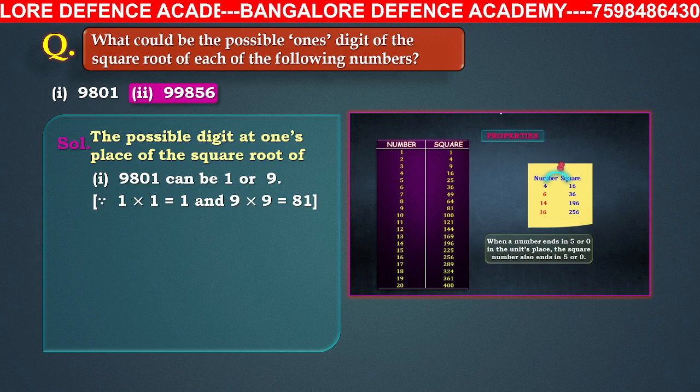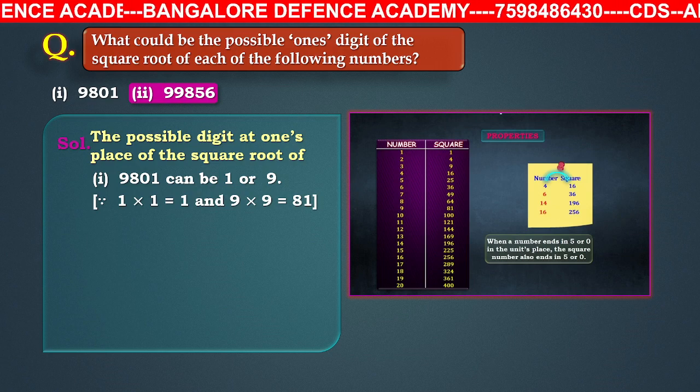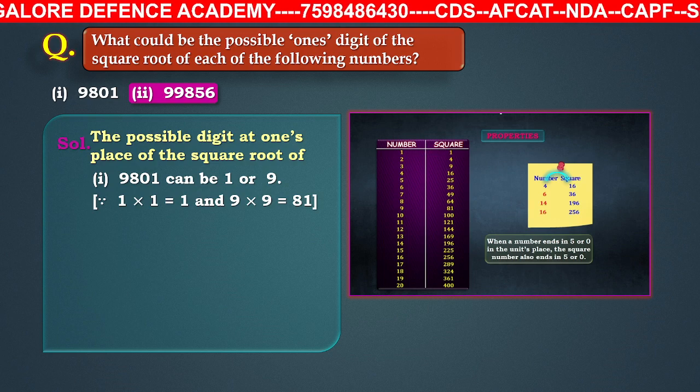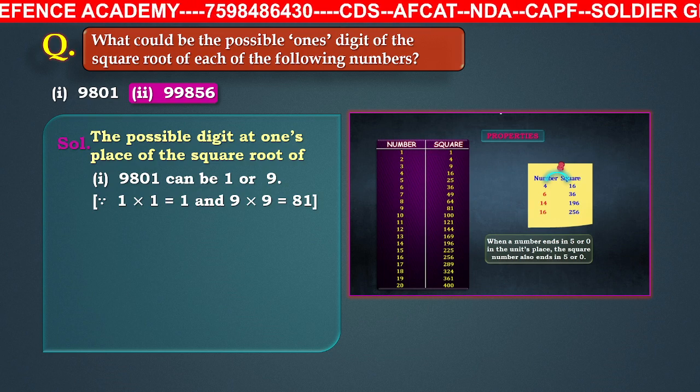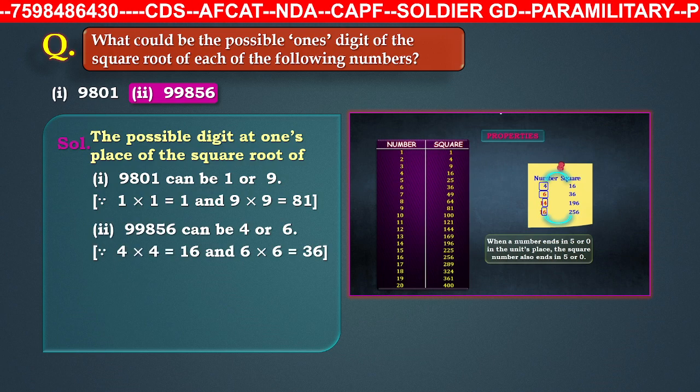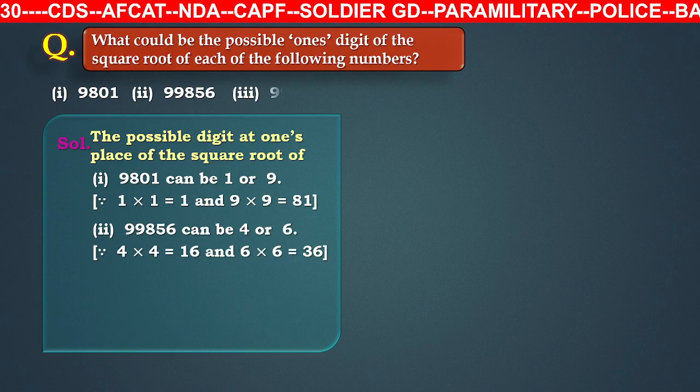So look at this now. 98856. I have multiplied some numbers and I got this as a square. So what could be the unit place of the numbers which I multiplied? So it could be 4 or it could be 6. Okay, so 4 into 4 gives me 16 and 6 into 6 gives me 36.